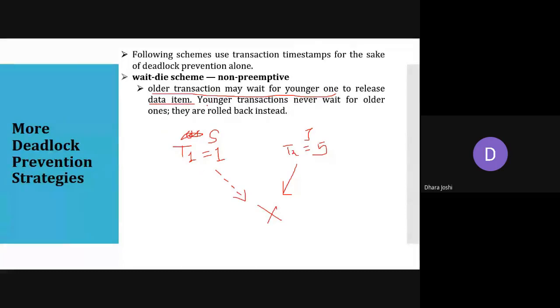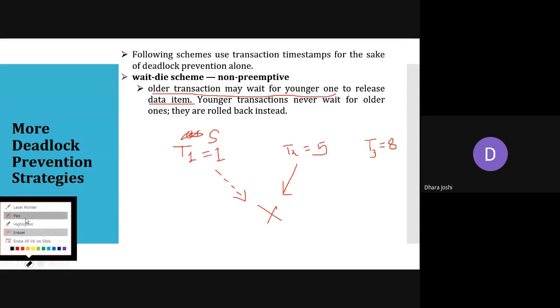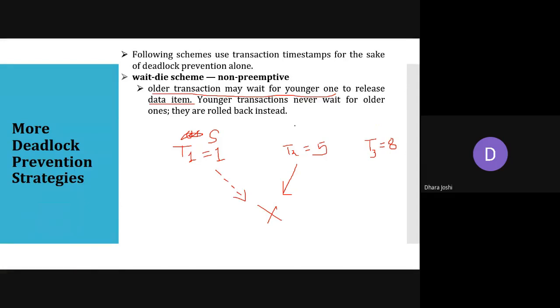And the second statement: a younger transaction never waits for older ones. They are rolled back instead. That means we have in the system one more transaction, T3, which comes into the system at 8 p.m. Now this is a super senior, this is a senior, and this is a junior. If we compare the T2 transaction and the T3 transaction, then T2 is a senior and T3 is a junior.